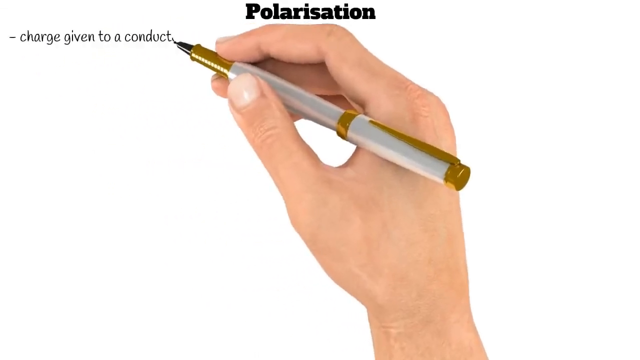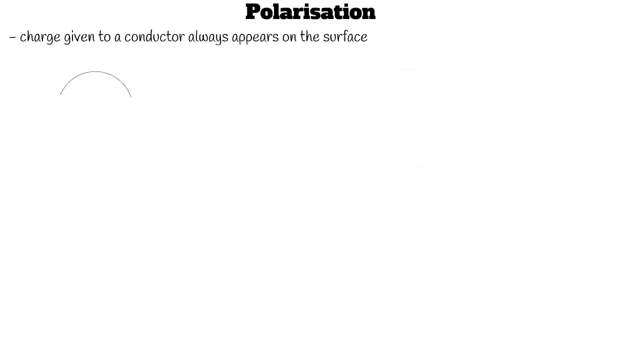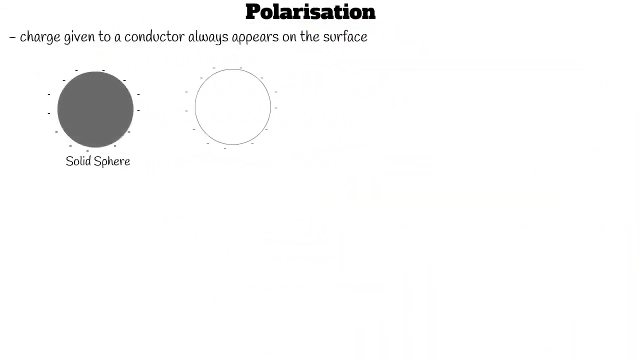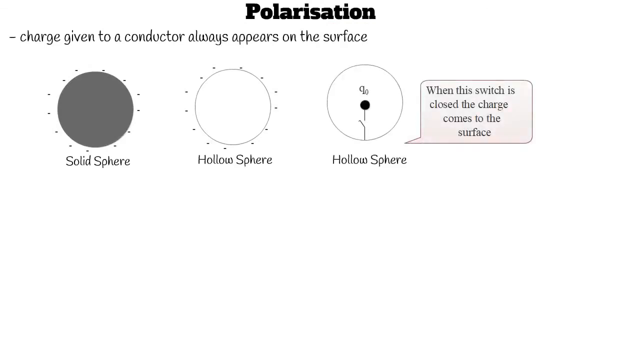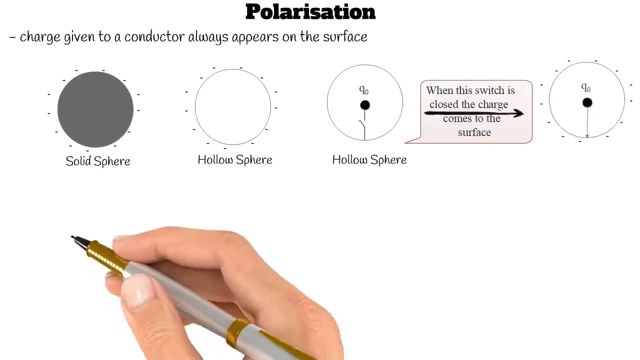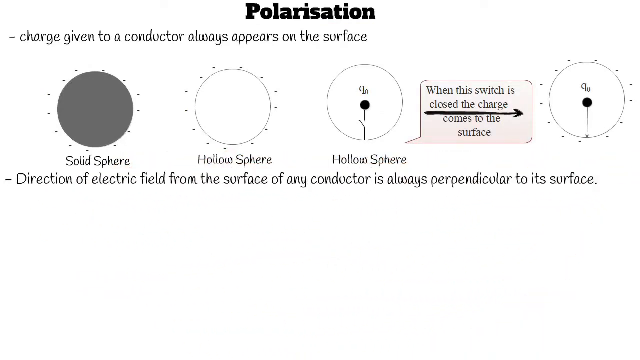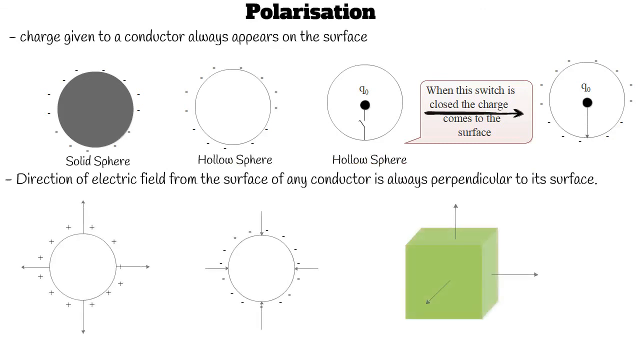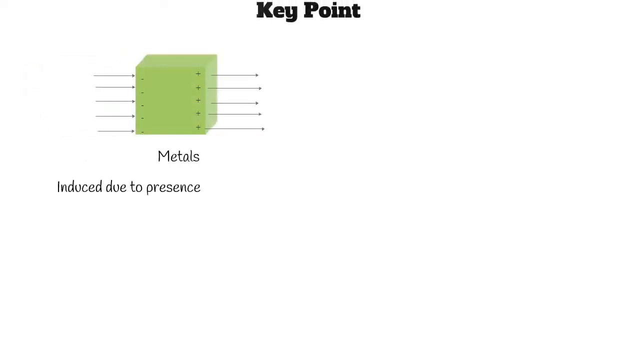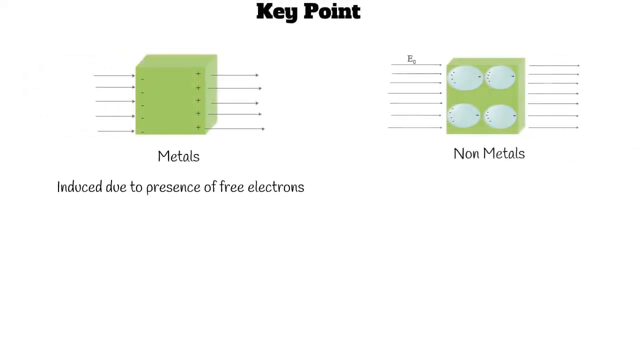A charge given to a conductor always appears on the surface of the conductor. Well, that's because of repulsion. Direction of electric field from the surface of any conductor is always perpendicular to its surface. Metals are polarized due to free electrons, while nonmetals are polarized due to polarization of atoms.